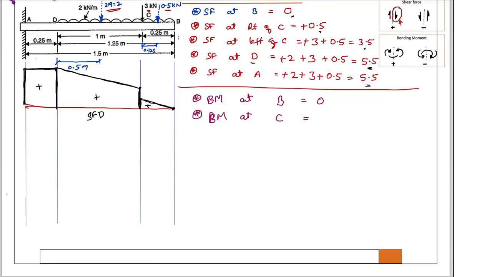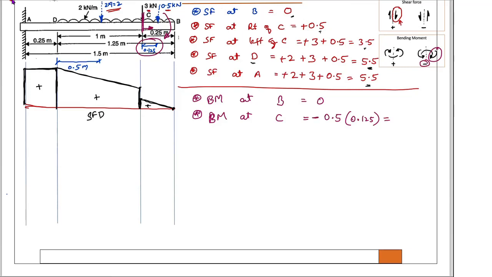At the C point you take a section. Look at the right side. When you see the right side, a 0.5 force is creating a moment with a distance of 0.125 meter. This 0.5 force which is creating moment is in this direction, that is resembling with this force, that is negative, therefore minus.